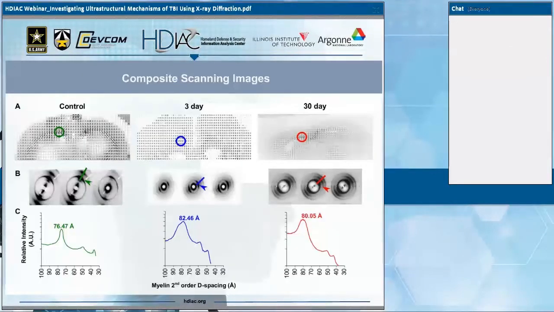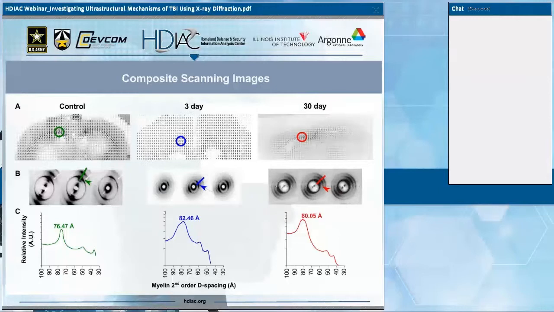And here is some of that initial data from the brain scanning. You see in row A, for each of these columns, you have these composite images that look somewhat like an X-ray radiograph or a cross-section micrograph of rodent midbrain, because it is. This is a scanning image, a composite image made up from individual X-ray diffraction patterns that are collected at each of those points where you see something that looks like a pixel in A.